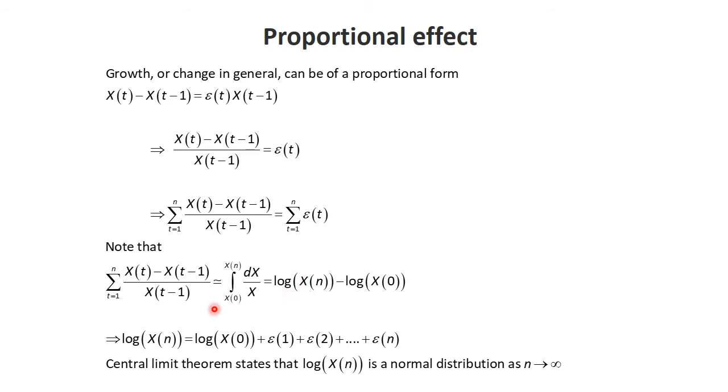So that means if I write out log x, I can write it as the log of what I have initially, the seed, and then these additive terms epsilon. Because I now add things that are independent of each other, I get again the central limit theorem, which says that log of x has to be normally distributed, and so naturally x is log-normally distributed. So this proportional effect can explain many phenomena, but not all phenomena. We'll see that there are differences with some other effects.